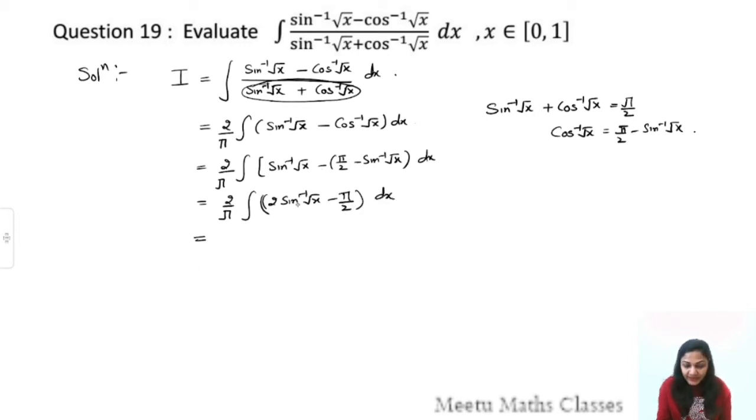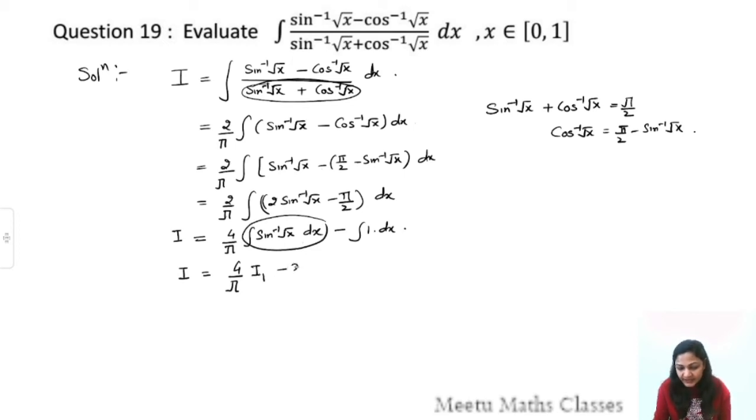If you multiply these two, we will get 4 by pi integral of sin inverse root x dx minus 2 by pi when multiplied by pi by 2, it will become 1. And your I can be written as 4 by pi into, let us take this integral as I1, minus x plus c, and let us take this statement as your first statement.